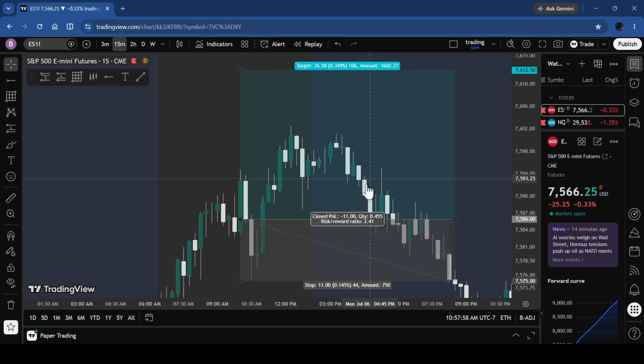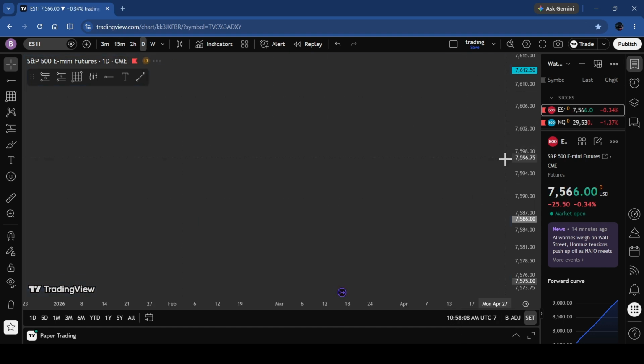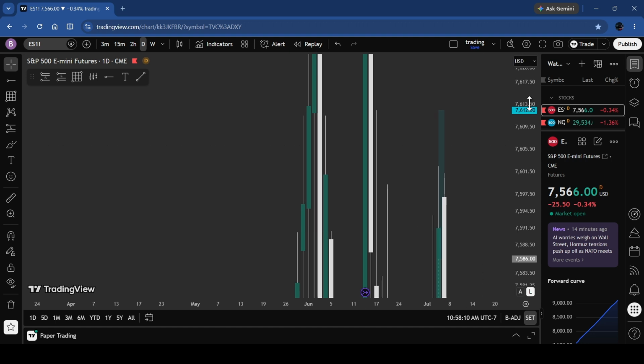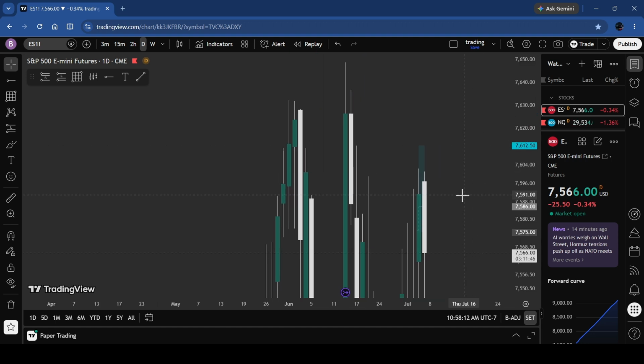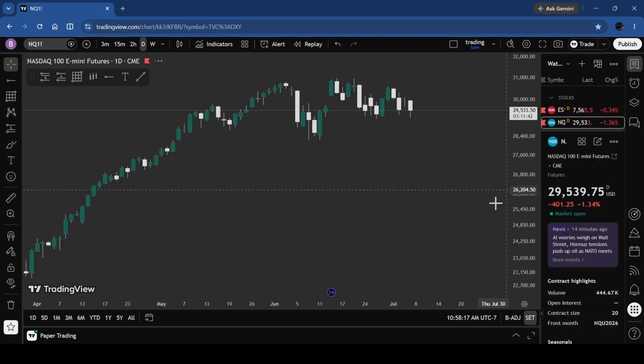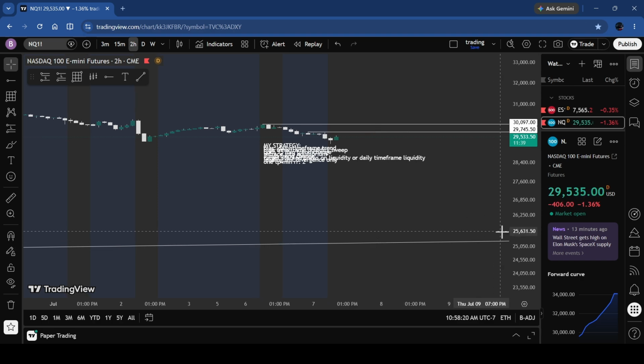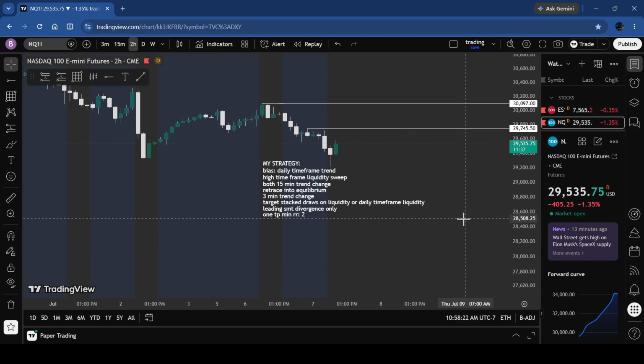Second, this was a low risk to reward, only a 1-to-1 for the first take profit. And also, I didn't notice this major daily high, which price just reversed off of. And because of that, I updated my trading notes, my strategy written on here.